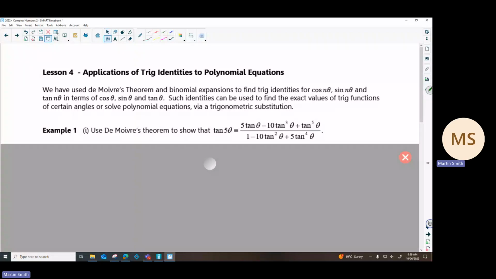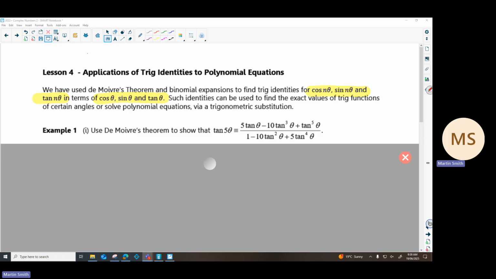We prove a specific kind of trigonometric identity, an identity for either cos n theta, sine n theta, or tan n theta in terms of essentially powers of cos theta, sine theta, and tan theta. And this is done by De Moivre's theorem. What I'm going to do today is show you applications of these identities. And actually, what's really nice is the identities that we form can be used to solve certain polynomial equations via doing a trigonometric substitution.